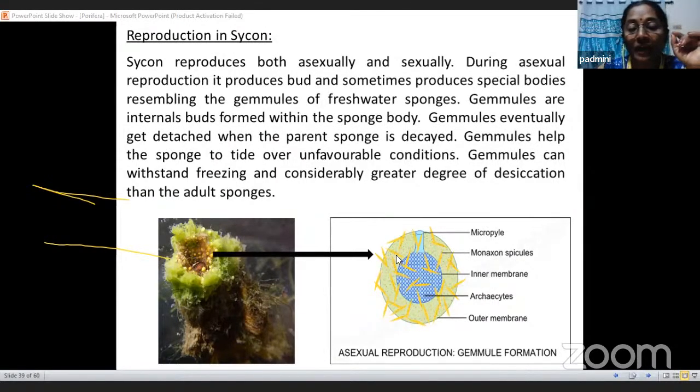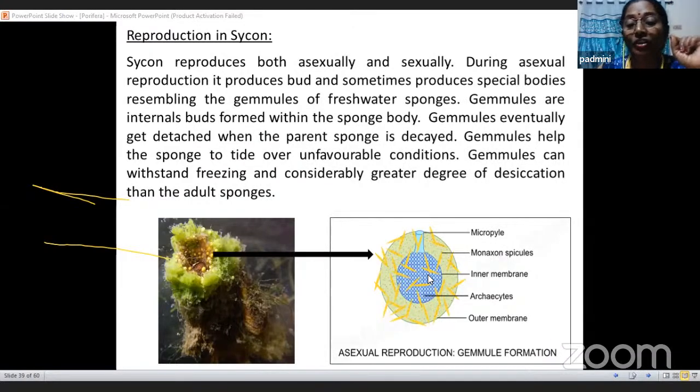How do they look at a closer look? They look like a round structure. That's why it's gemmule. You know, the gems that we eat, everybody loves them, right? The gems are in that round shape, and the round shape is covered or made up of spicules. The spicules can be of different types. It can be monaxon, tetraxon, or different types. It has a micropyle opening, and inside are the archaeocytes.